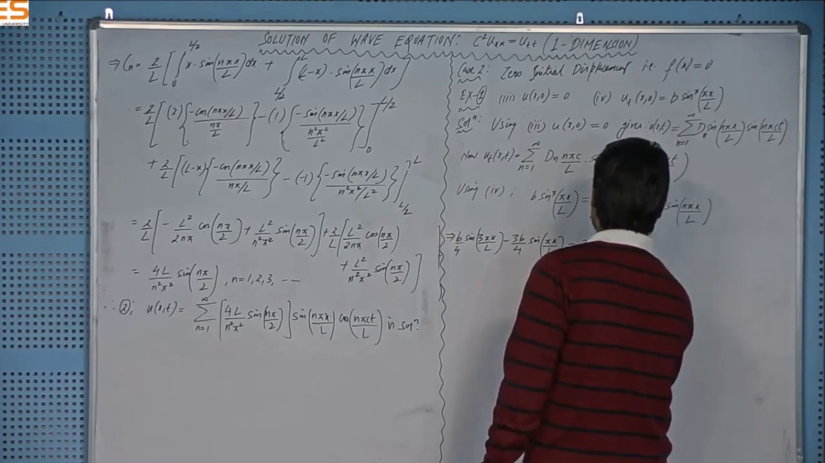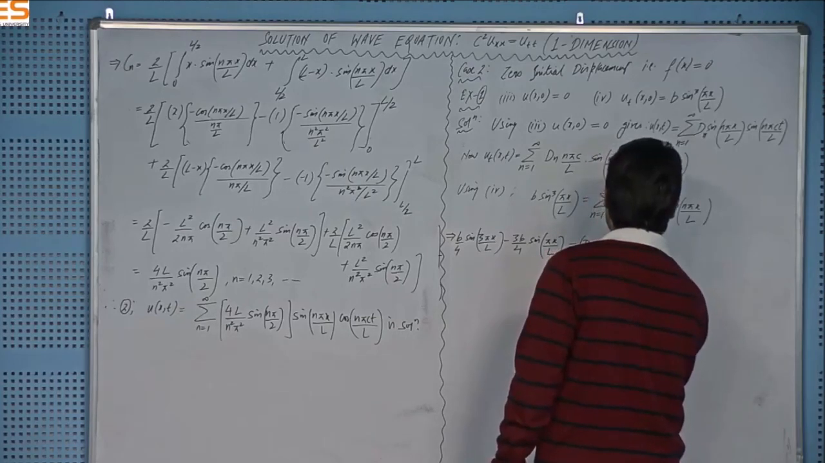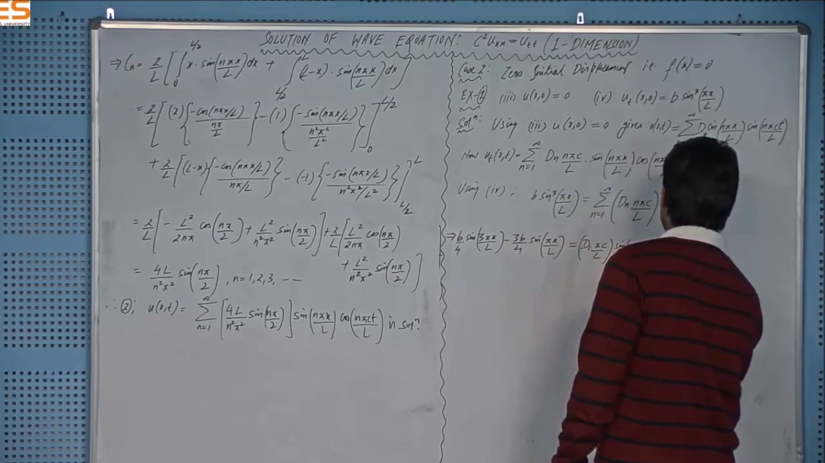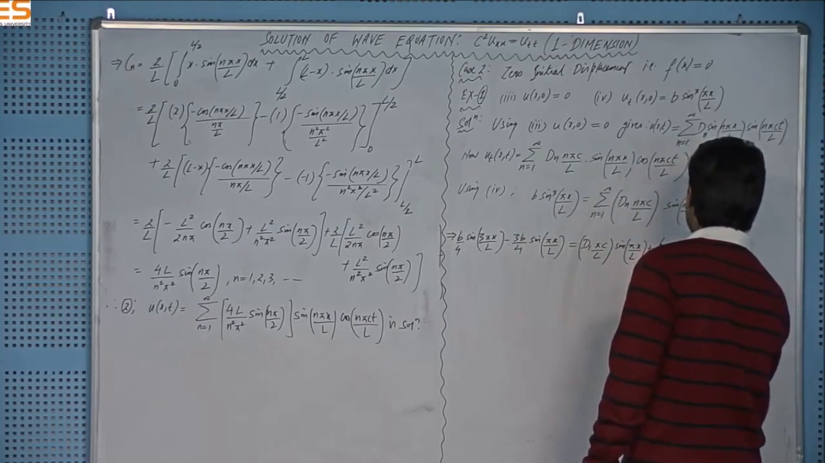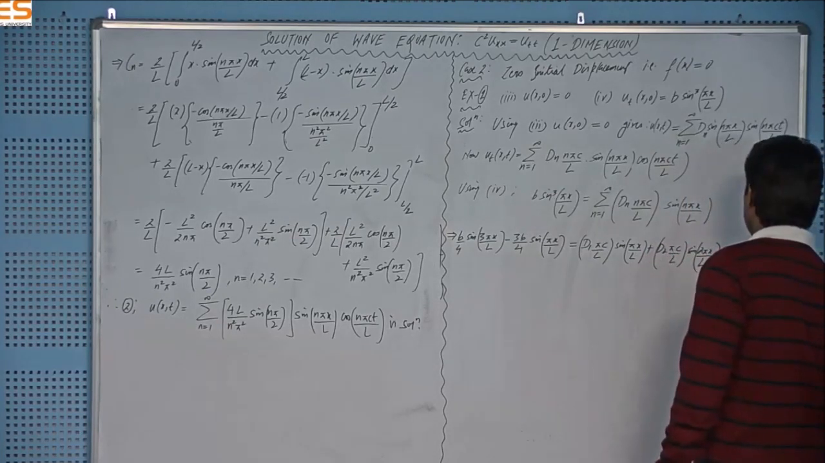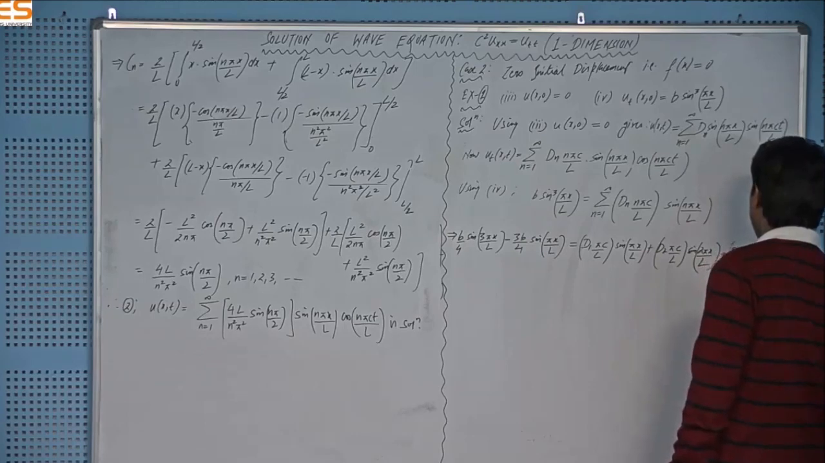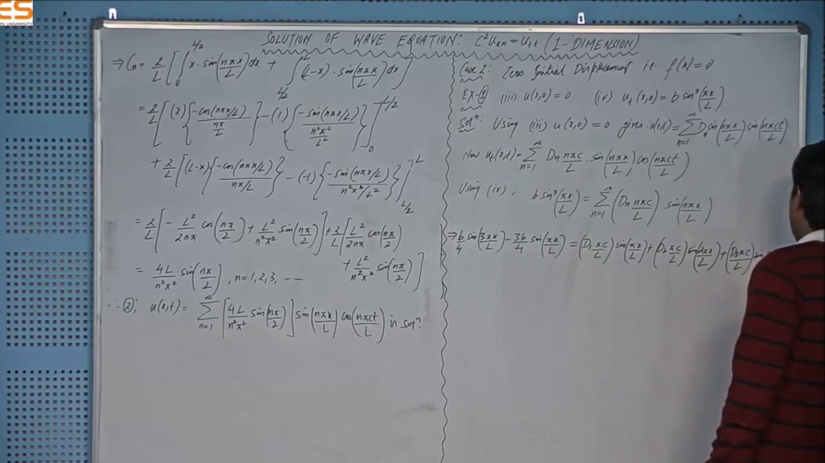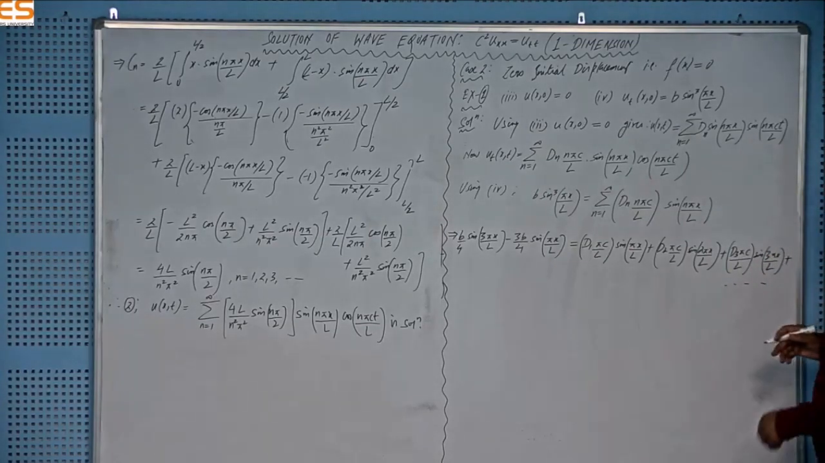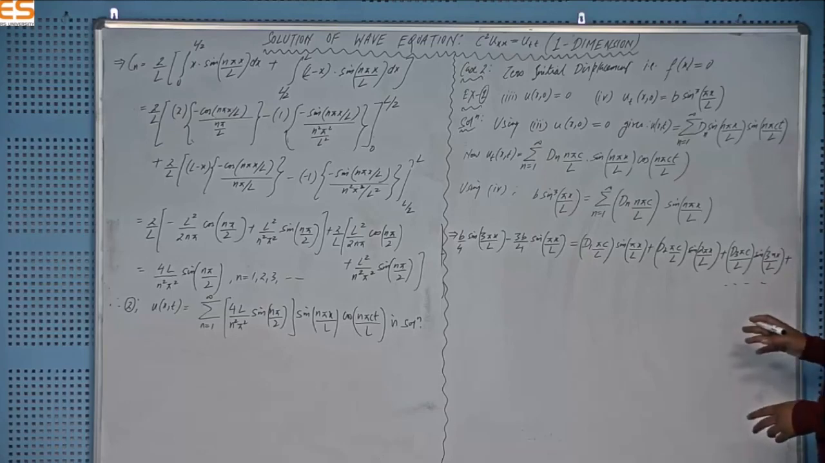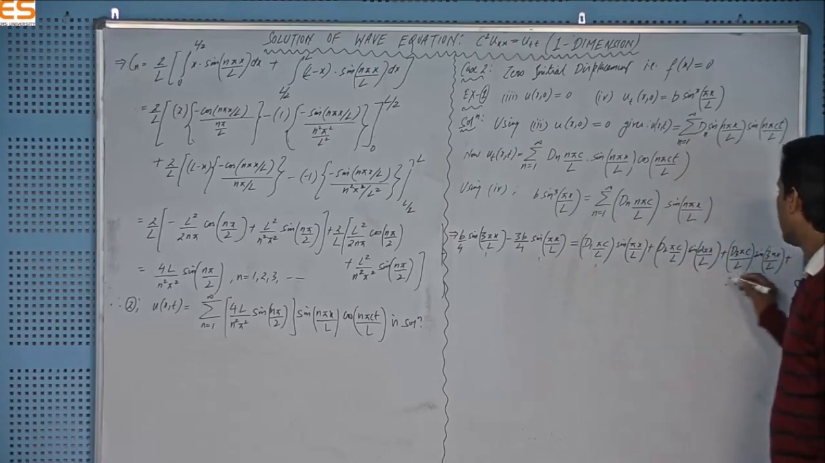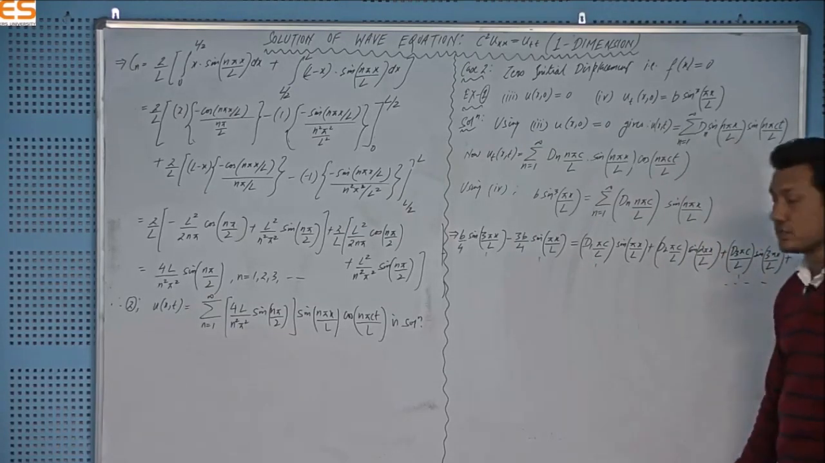Or you can write it this way: d_1 πc/L sin(πx/L), then d_2 2πc/L sin(2πx/L), and in the third term d_3 3πc/L sin(3πx/L). You don't need to write all these terms, you just compare these two terms, and the rest of the coefficients will go to 0.